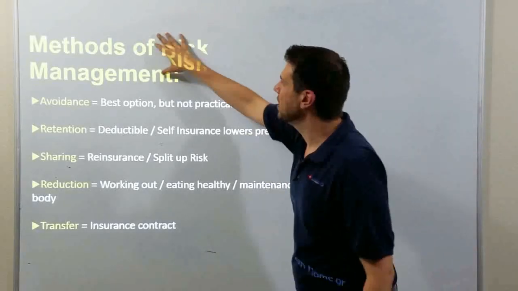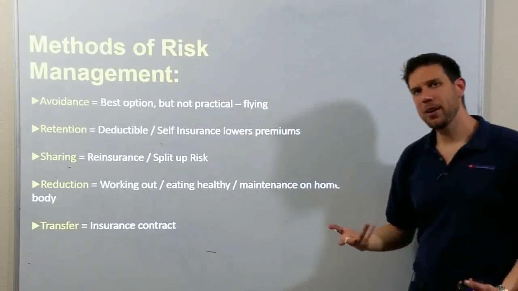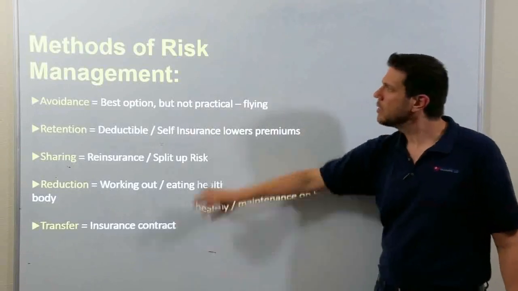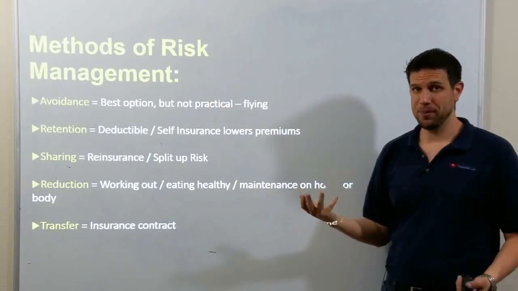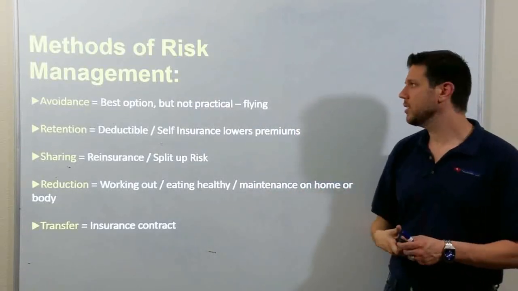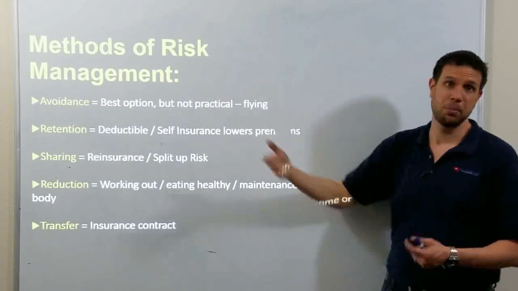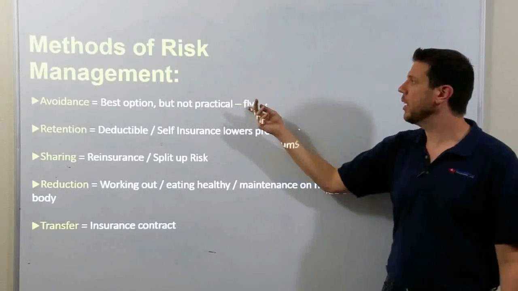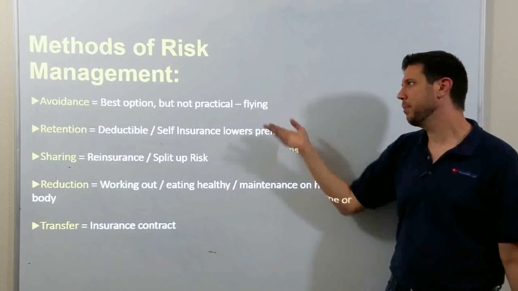These are methods of risk management. If you have a risk, you can practice all of these. Avoidance is your best option. So like if you don't want to get in a car accident, don't drive. But how are you going to do anything? You don't want to get in a plane accident, don't fly. But how are you going to get anywhere?